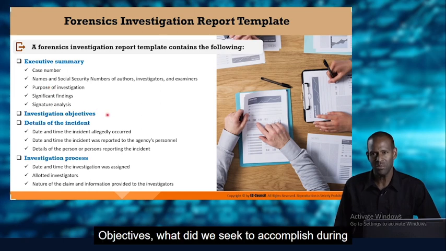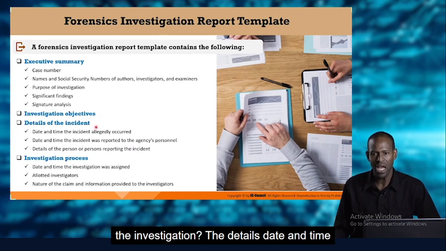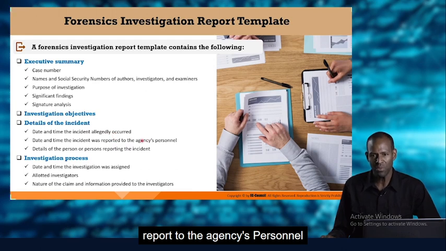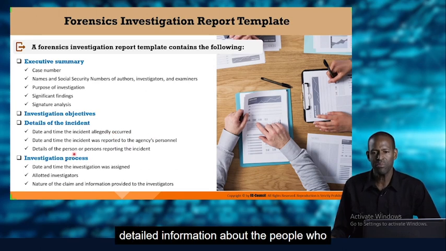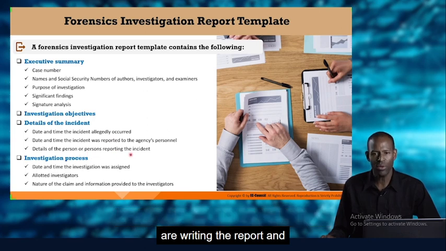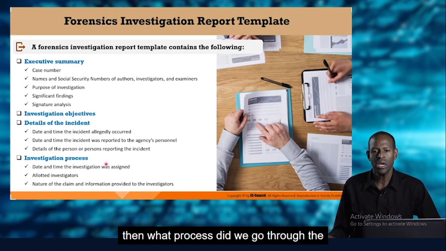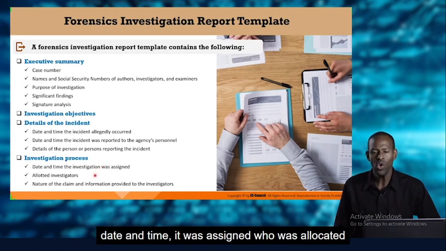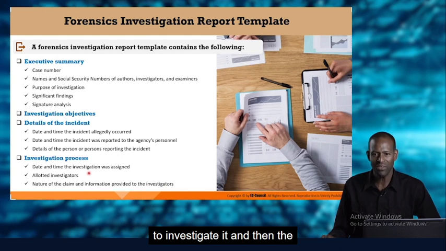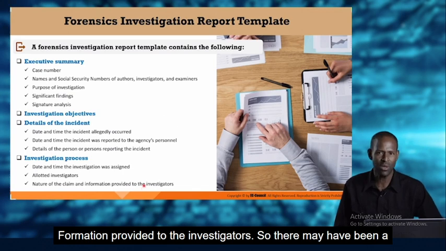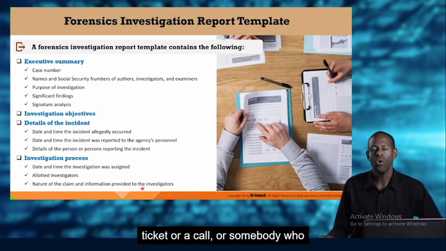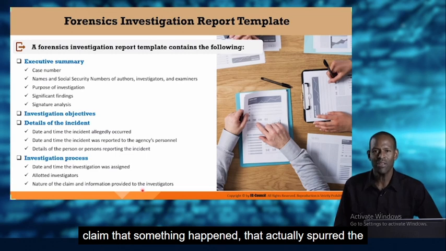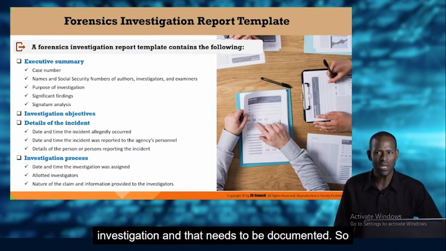And then we have the investigation objectives. What did we seek to accomplish during the investigation? The details: the date and time of the incident, when it allegedly occurred, the report to the agency's personnel, detailed information about the people who are writing the report, and then what process did we go through, the date and time it was assigned, who was allocated to investigate it, and then the nature of the claim and information provided to the investigator. So there may have been a ticket or a call or somebody who claimed that something happened that actually spurred the investigation, and that needs to be documented.